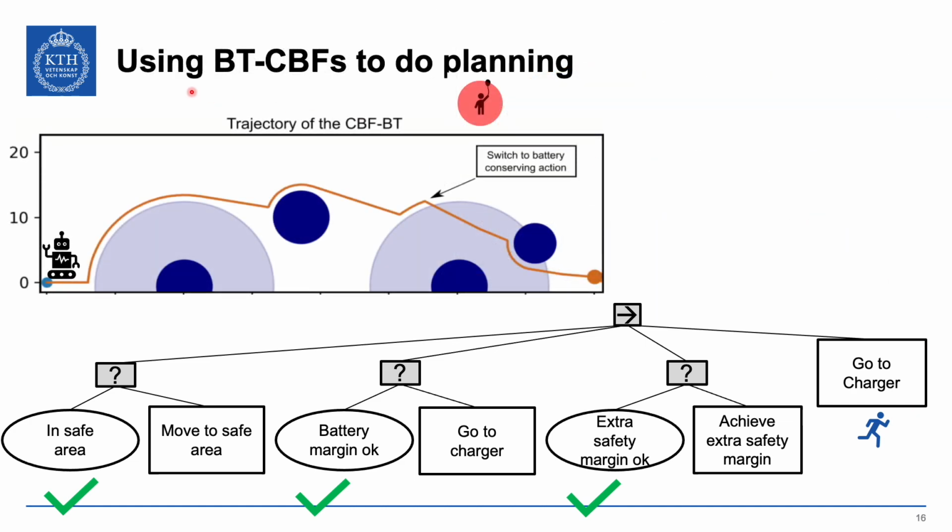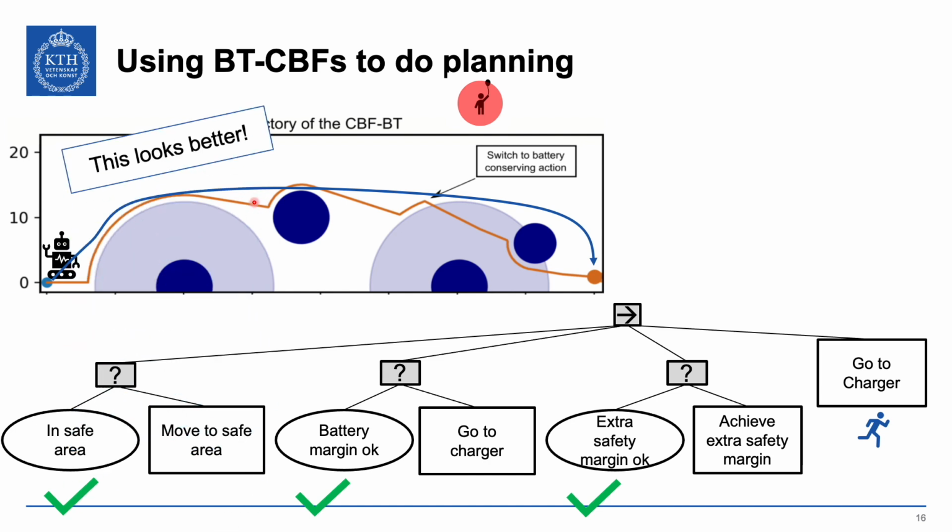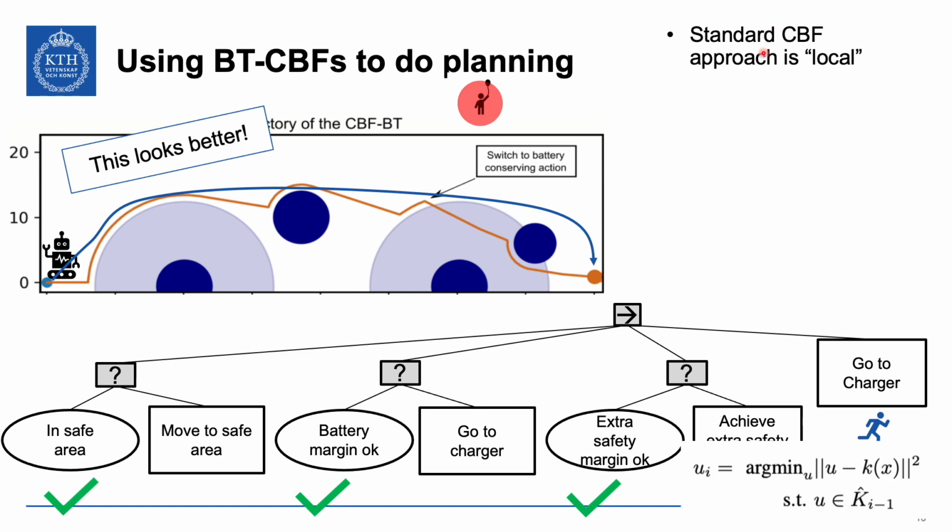So using BT control barrier functions to do planning. Looking at this, you might say, oh, well, this looks kind of bad. Why aren't we just doing this? This is much better. Just heading straight into the obstacle, or the unsafe area, doesn't seem very smart. Well, the reason is that classically, a standard control barrier function approach is local.